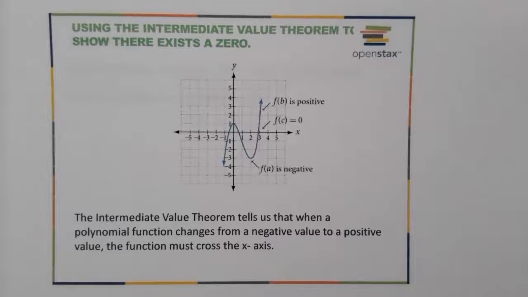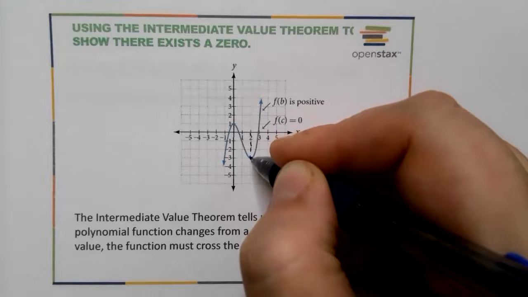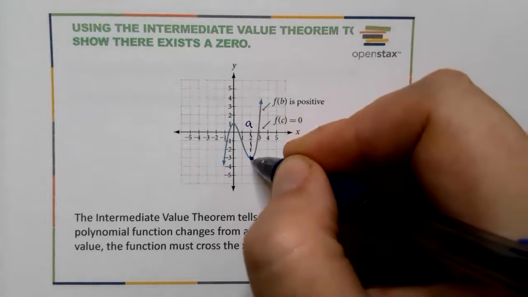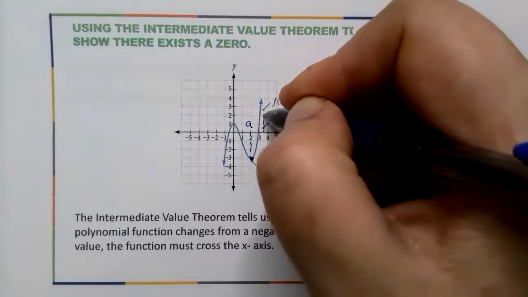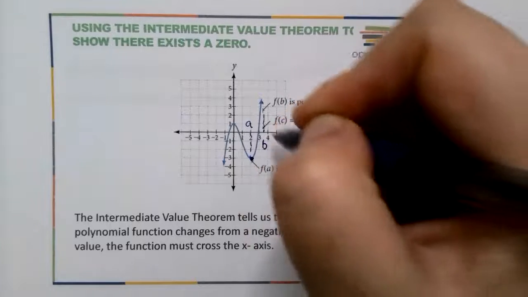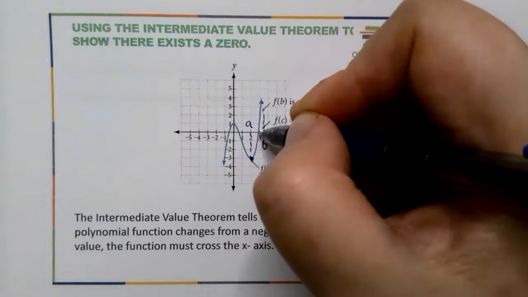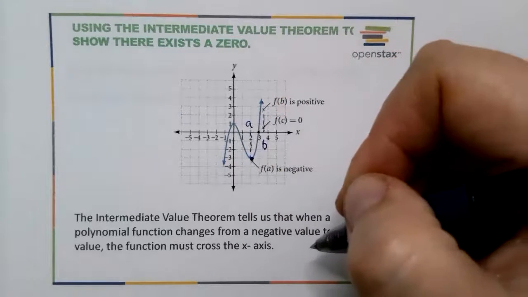And one of the takeaways from this theorem that is going to be helpful to us is that if we know that the function was negative for some x value at a, let's say x is a, y is negative, and then we check it again at a different x value, we'll call it b, and it's all of a sudden positive, we know that the function had to cross the x-axis somewhere in between a and b.